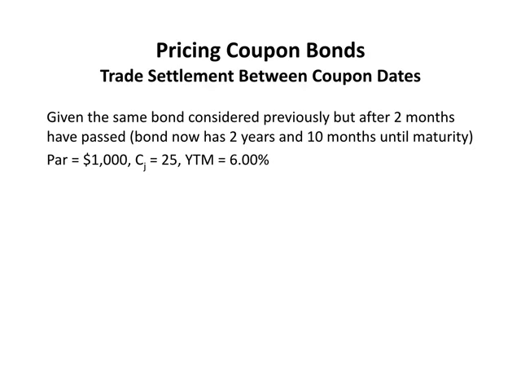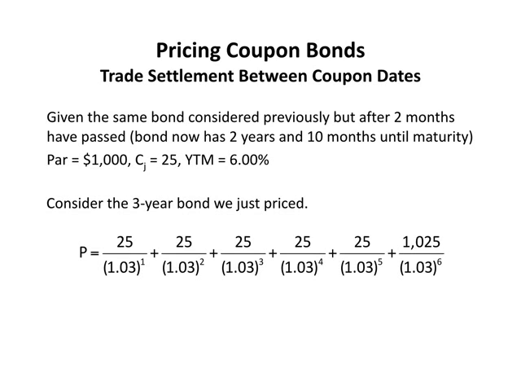What about pricing a bond for a trade that would settle between coupon payment dates? Let's consider the consequences using the bond from the previous example with one alteration to the scenario. Assume 2 months have passed, so what had been a 3-year bond is now a bond that has only 2 years and 10 months until its maturity.